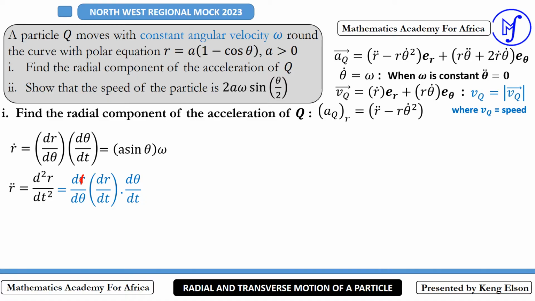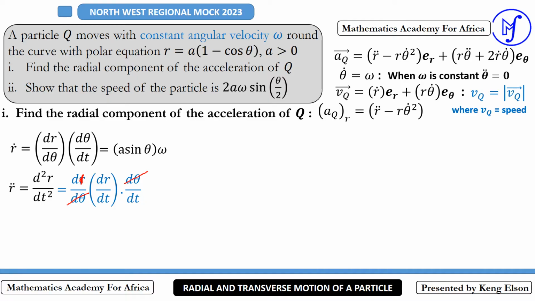If you look at this keenly, you're going to see that this d theta here is going to cancel with this d theta here, and then at the end you're going to be doing d by dt. That's this numerator is going to give us d squared r, and the denominator is going to give us dt squared.